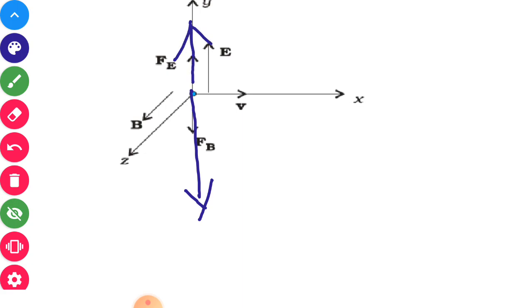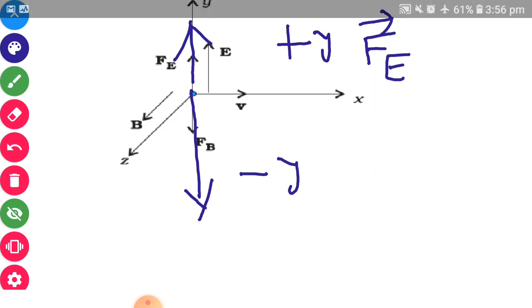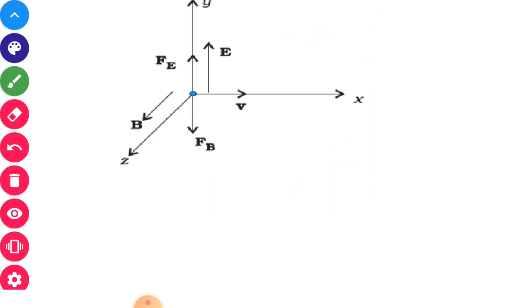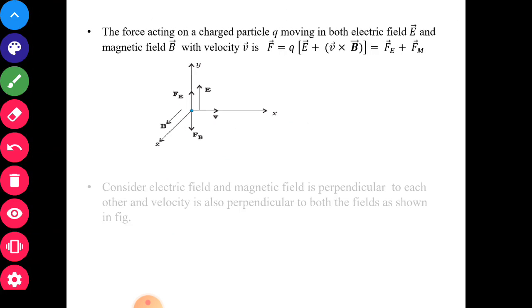So there are two forces. They are not equal, let me tell you. They are two different forces. One is in the positive Y direction and the other one is in the negative Y direction. So there are opposite forces, that is Fe, the force due to the electric field, and the other one is the force due to the magnetic field, that is in the downward direction. Okay. Now we proceed further.